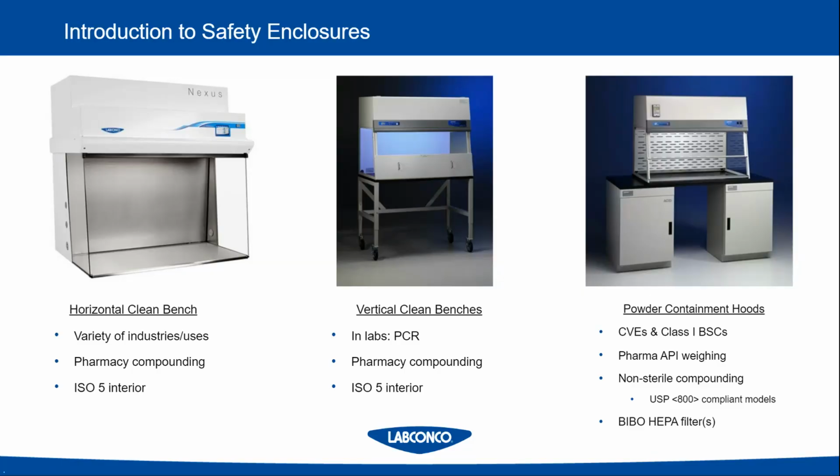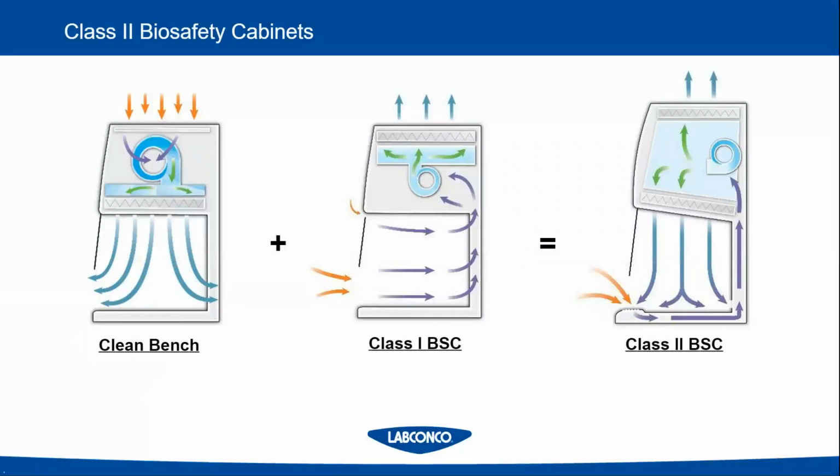These are all great enclosures for limited applications, but today we're going to be talking mostly about Class 2 biosafety cabinets. So when you take concepts from a clean bench on the left and a Class 1 biosafety cabinet in the middle, you get a Class 2 biosafety cabinet on the right, where there is complete containment of whatever is inside the work area and separation through HEPA filters, so no biohazards from the inside would ever escape and no contamination from the lab would ever get to the inside of the work area.